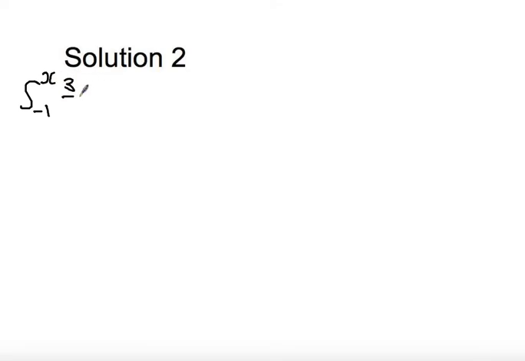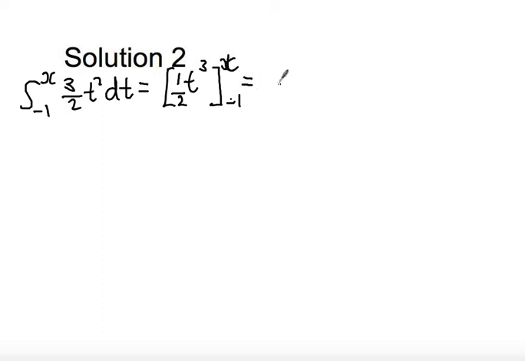So we're going to have 3 over 2 t squared integrated with respect to t. So when I integrate this, I get t cubed. I divide by the 3. So instead of having 3 halves, I get 1 half. And we're going to integrate this between -1 and x. So now what happens is we evaluate this.